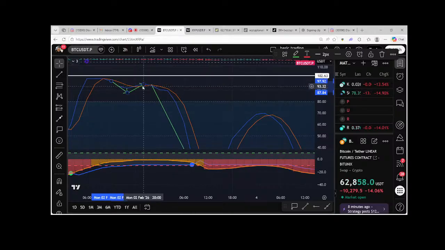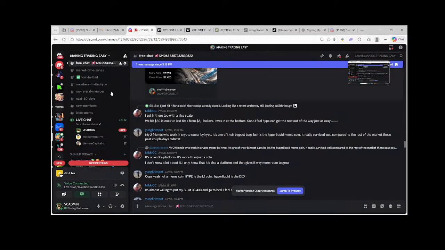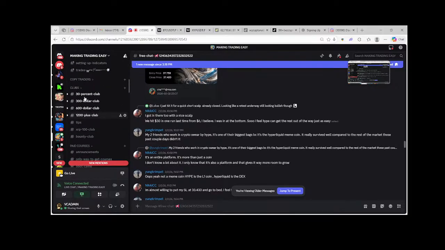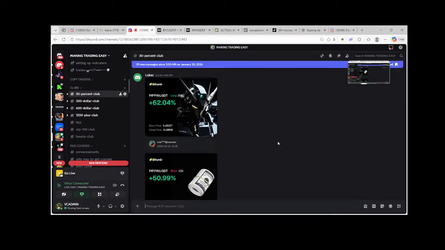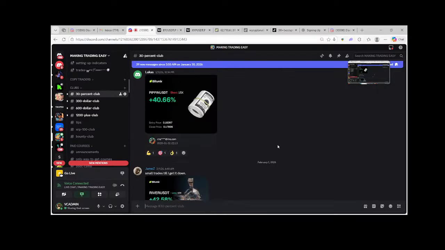So this is a strategy and a system that you can use here to take advantage of what you see. If you don't know how to short, then we need to show you, man. Pull up the 30% club. 20 Pippin trades in a row. So we have a thing called the 30% club, guys. Holy moly. And what that's based on is teaching people how to take profits.